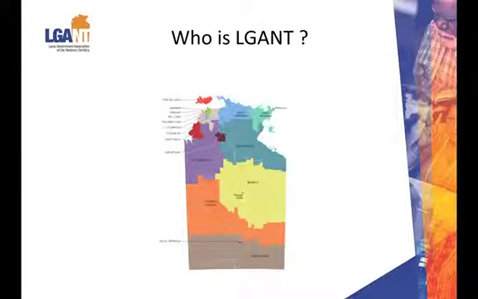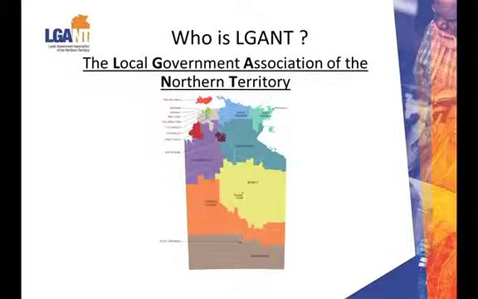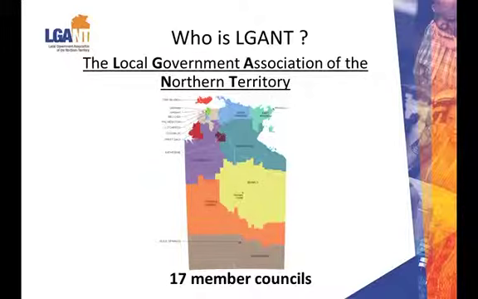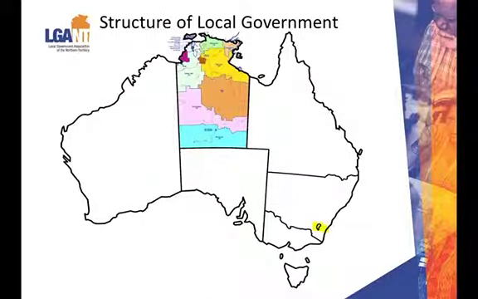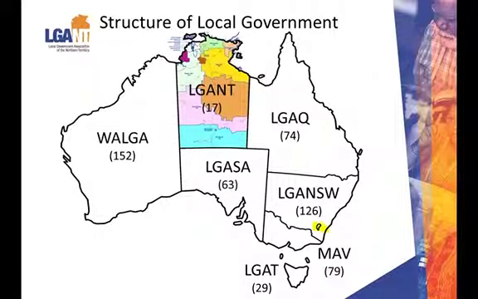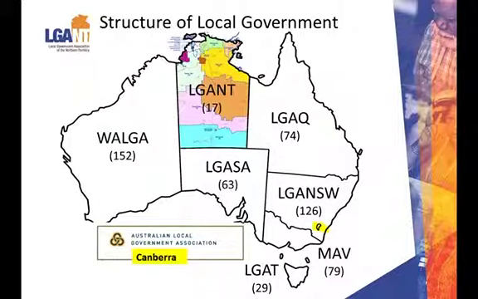So who is LGANT? LGANT is the Local Government Association of the Northern Territory, which is a member organisation that has 17 member councils in the Northern Territory, as detailed in the map that you see. This map shows the different local government areas right throughout the Northern Territory and all the 17 member councils. The structure of local government is such that there are councils. There are local government associations in each state of Australia, as you can see by the map. And there's the Australian Local Government Association, also known as ALGA, which is based in Canberra.